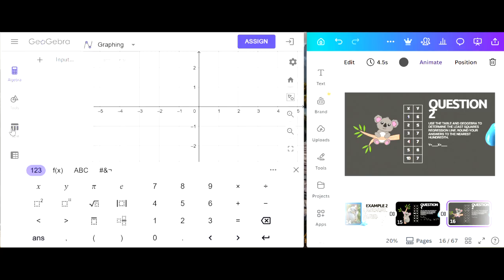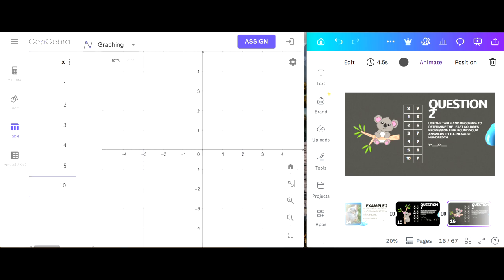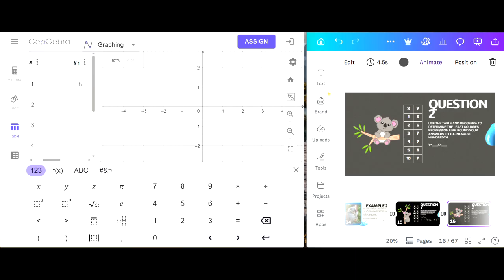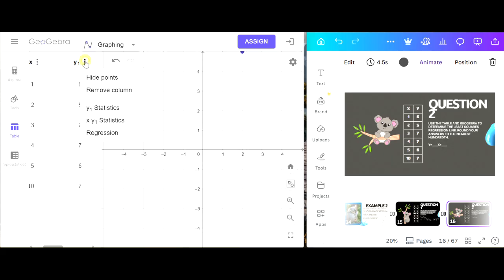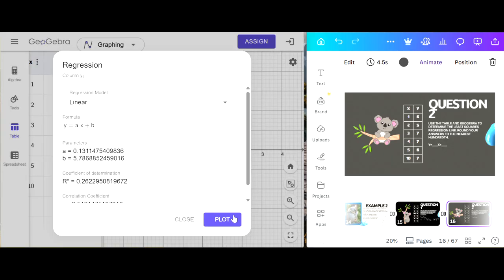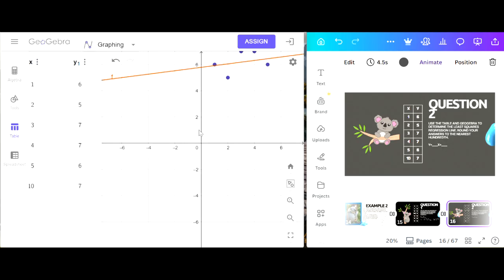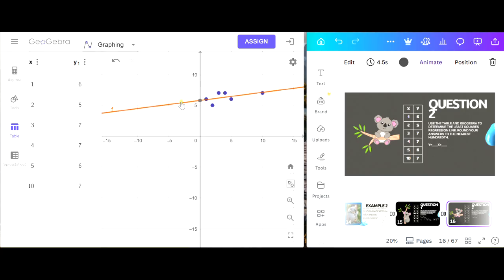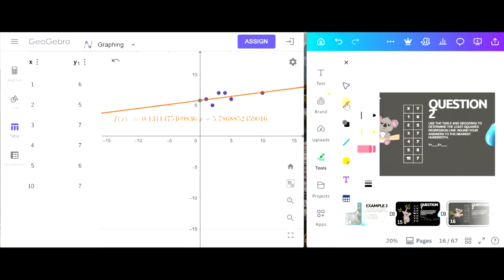Okay, so first thing we're going to do is go table, fill in our x values. We have 1, 2, 3, 4, 5, 10. It's a little random. And then in the y values, we have 6, 5, 7, 7, 6, 7. Okay? 3 dots, regression, plot, zoom out so we can see it, click on the line, 2 A's, show value, and here is our formula. They want us to round it to the nearest hundredth.